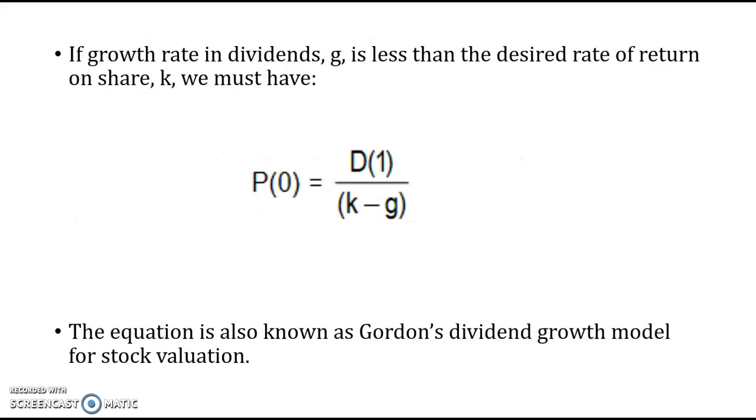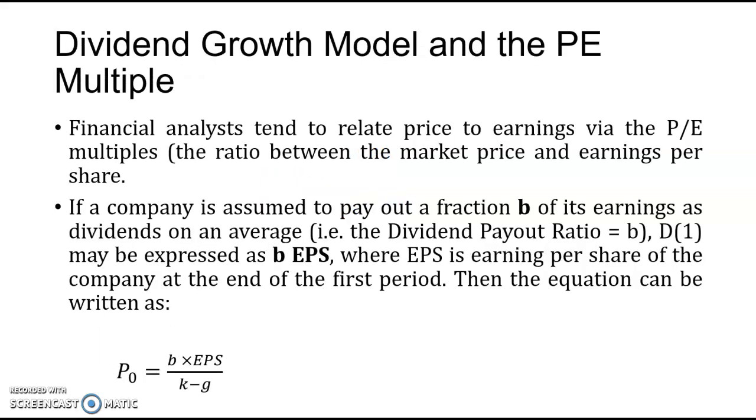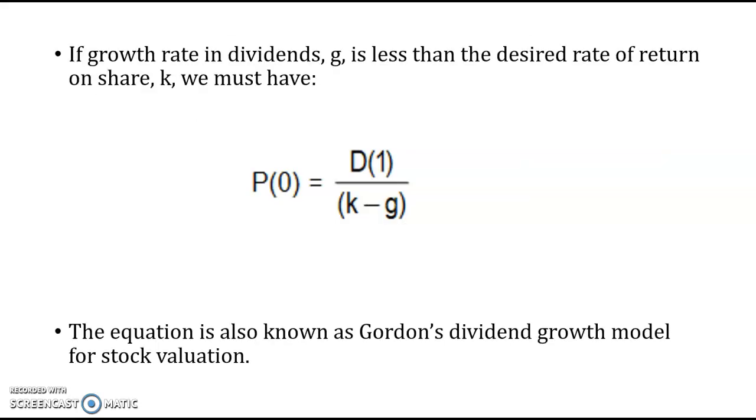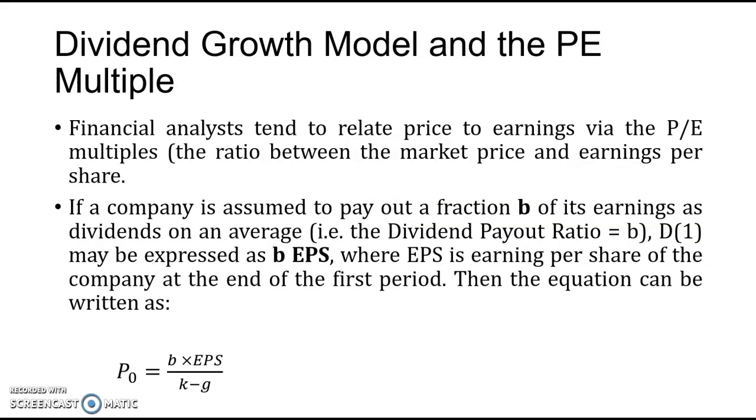So this same equation, if D1 is a particular fraction of the earnings, that is B, can be expressed as B into EPS divided by K minus G. We come to the end of this lecture. We shall be continuing from this point in the upcoming video. Thank you so much.